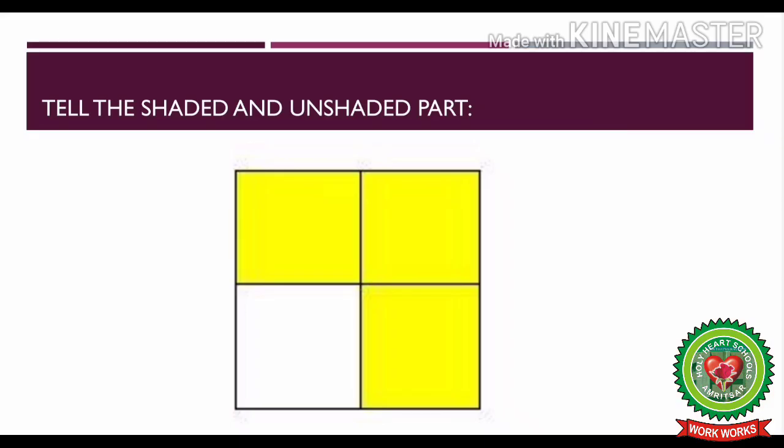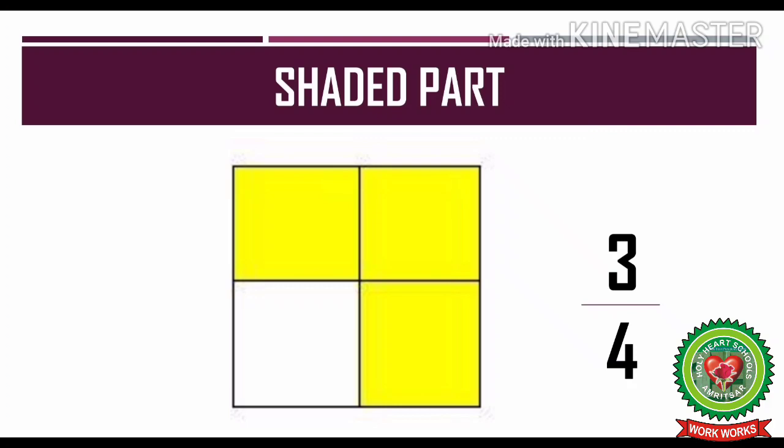Look at this shape. There are 4 equal parts, and how many parts are colored? 3. So 3 out of 4 equal parts are colored. So we can represent it using the fraction 3 upon 4. That means the total number of parts is 4 and how many parts are shaded? That is 3. Now if we have to tell how many parts are not shaded, that means the unshaded fraction.